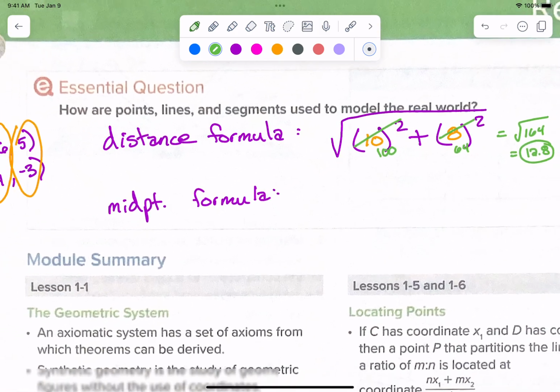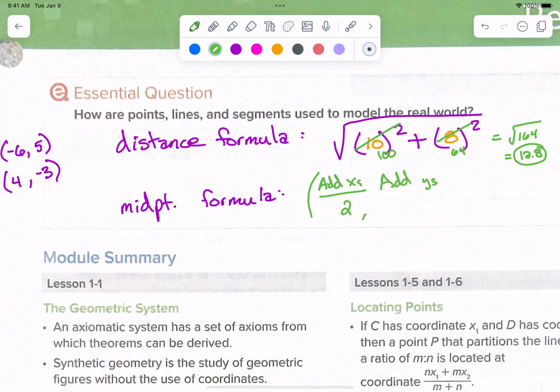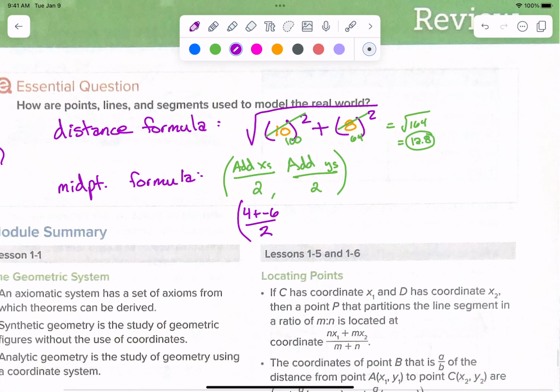12.8 approximately. Okay, now I'm finding the midpoint, and I'm going to use those same 2 coordinate points, and finding the midpoint is like finding the average. When you're finding the average, you add the x's together and you divide by 2, and then you're going to add the y's together and divide by 2. Okay? All right? So if I add my x's together, I have 4 plus a -6 divided by 2. What's 4 plus -6? -2 divided by 2?